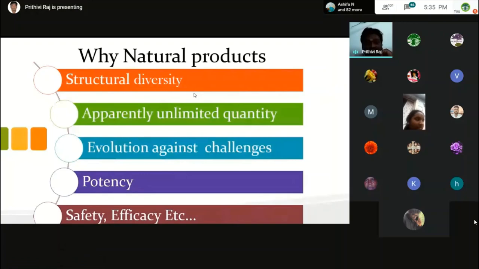First one is structural diversity. Second is apparently unlimited quantity. Third is evaluation against challenges. Fourth is potency. And fifth is safety and efficiency. You know structural diversity: I told you that we have to find the diversity of your natural products. For all the seasons, you have to know whether your sample is available or not. Then, apparently it is unlimited.